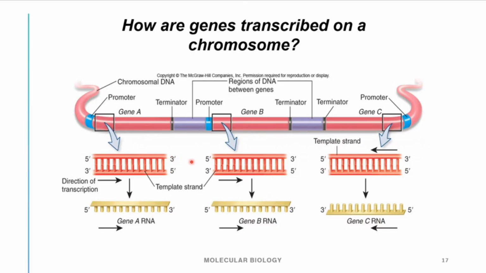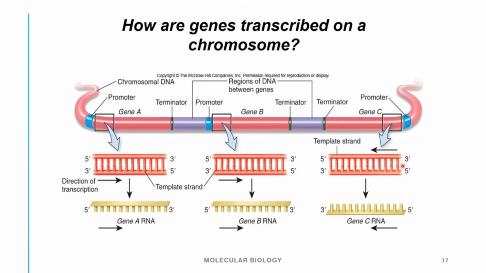of these two genes. On the other hand, if you look at gene C, the promoter region of gene C is towards the right of this gene. Therefore, the transcription of gene C is going from right to left.